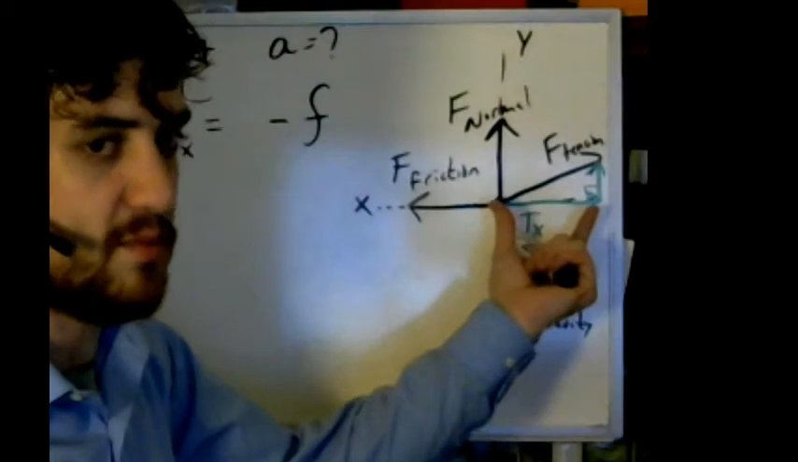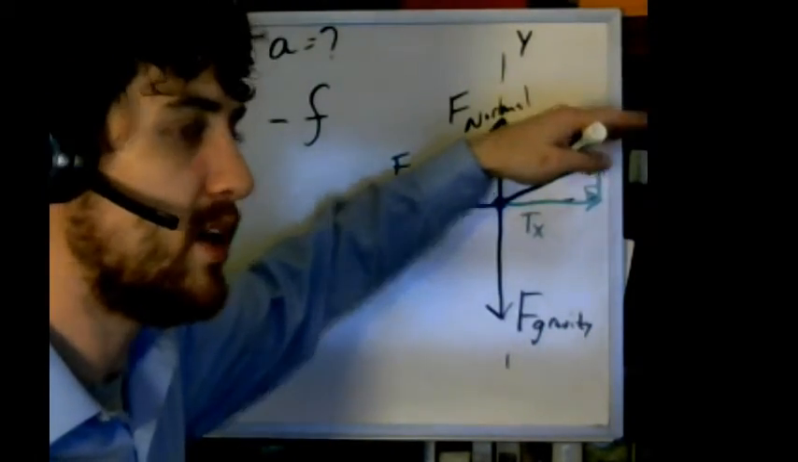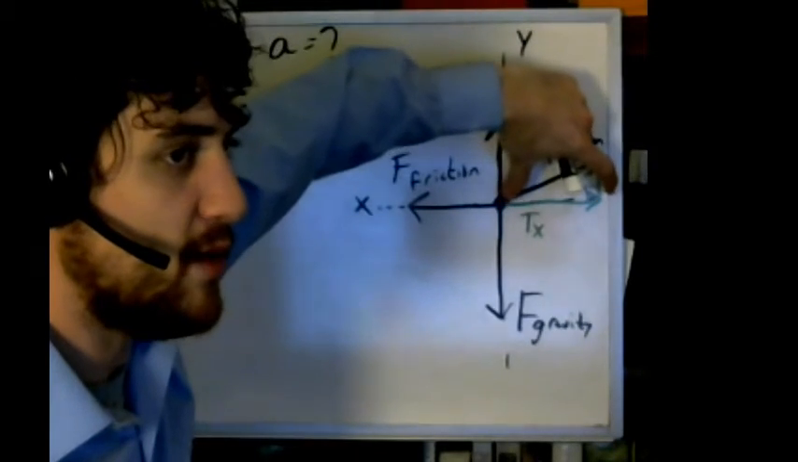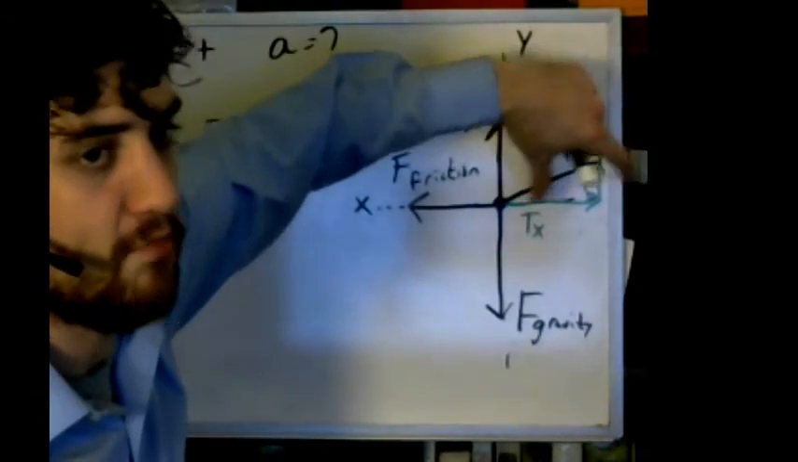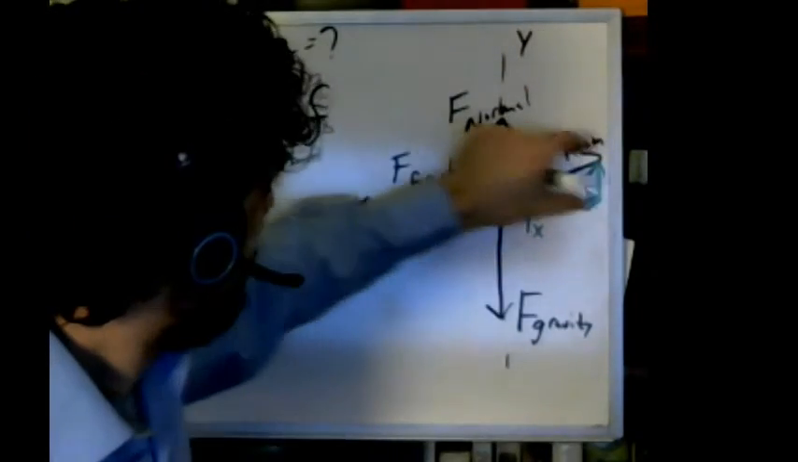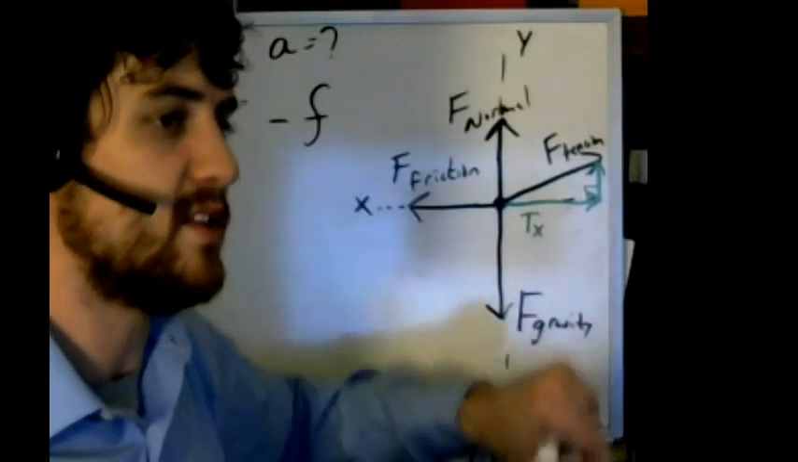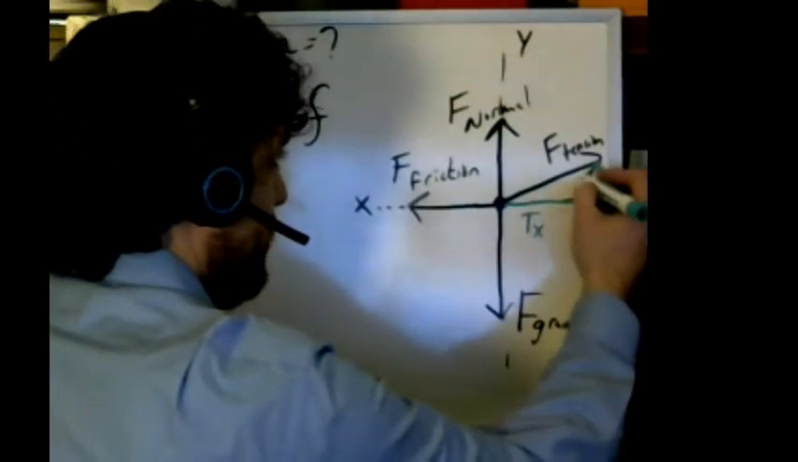Again, the tension is pulling in two directions at the same time. It's pulling to the right and it's pulling up. The length of this component vector tells us how much of that force is in the x direction. The vertical part tells us how much of this force is in the vertical direction, and we label this Ty.